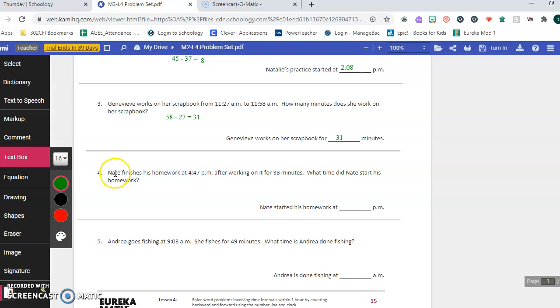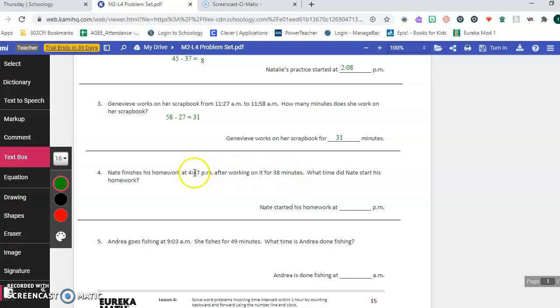Number 4: Nate finishes his homework at 4:47 p.m. after working on it for 38 minutes. What time did Nate start his homework? Okay, so remember those 3 parts of every problem I was talking about. In time problems, it's a start time, an end time, and the elapsed time, how much time passes. They give us the finishing time, the end time. They give us the elapsed time. We're looking for the start time.